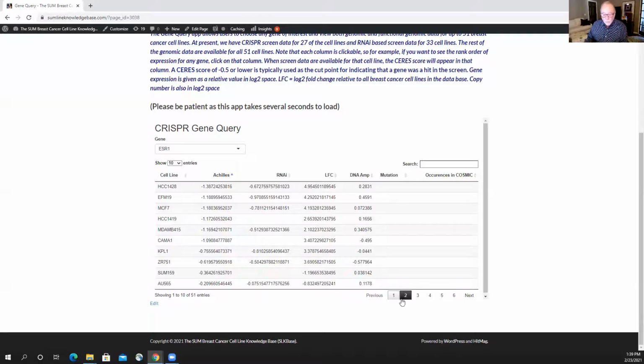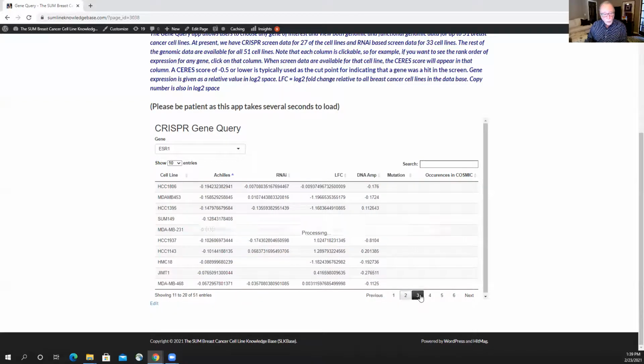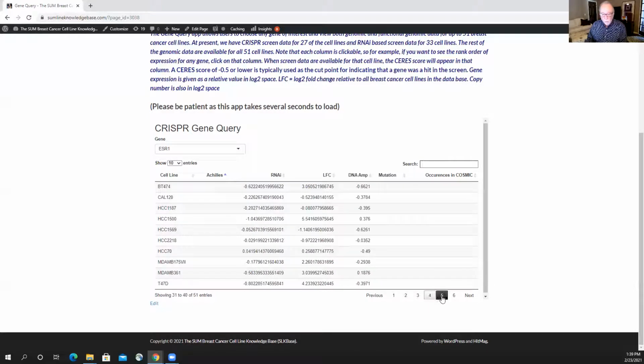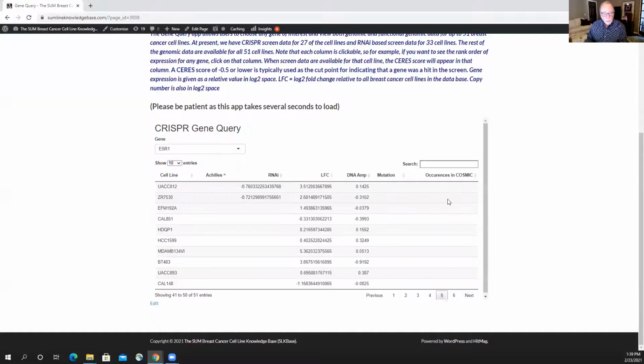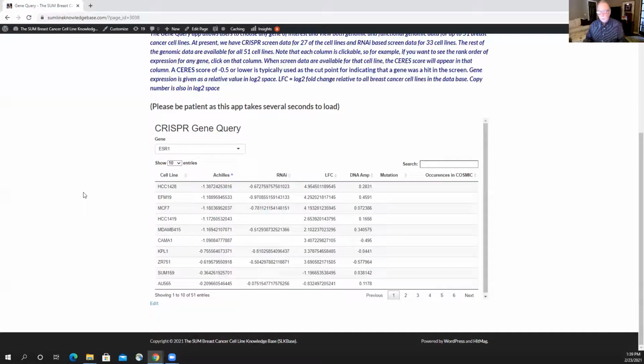So again, all of these data come up at a mouse click for a whole panel of cell lines. All the cell lines that you're interested in, that you've known and loved over the years, are all here. As we get down to page 5, there are a number of lines for which we don't have any screen data. They haven't been screened yet in the Han lab, but we still have the genomic data, and so you still can identify cell lines based on estrogen receptor expression levels. Okay, so that's ESR1. That's an easy one.